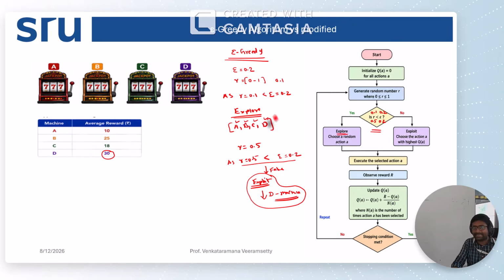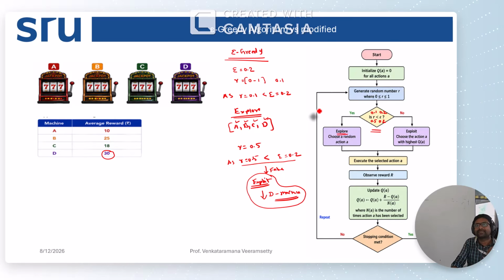In the original greedy algorithm, if you observe, we choose the machine which gives the highest return. That means we are going with exploitation only when we are dealing with the greedy algorithm. We are not going with the exploration. Every time we are going with the machine which gives the highest return. We are not exploring anything. So that is the limitation in the greedy algorithm.